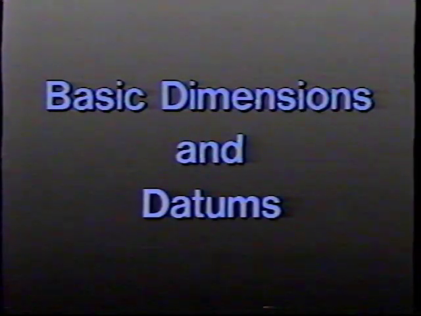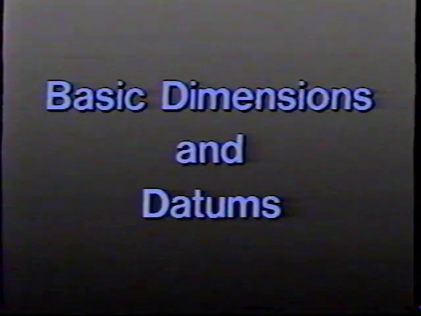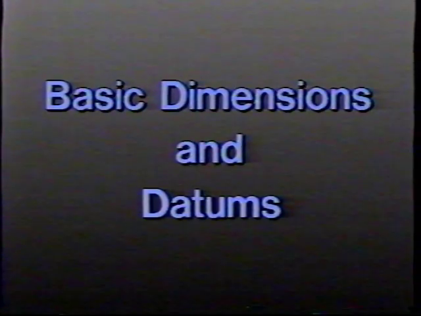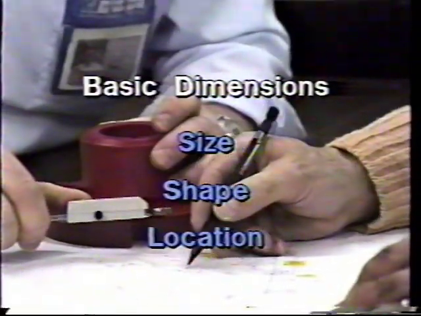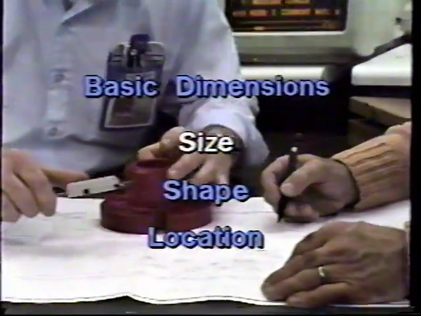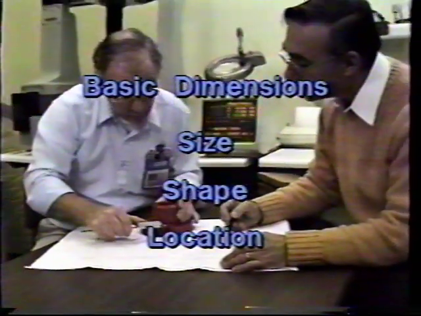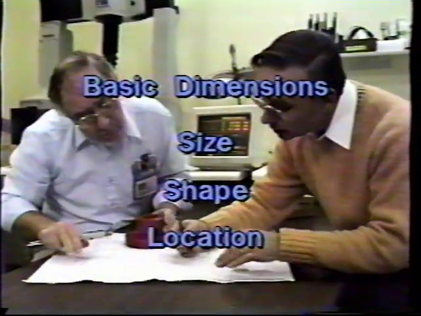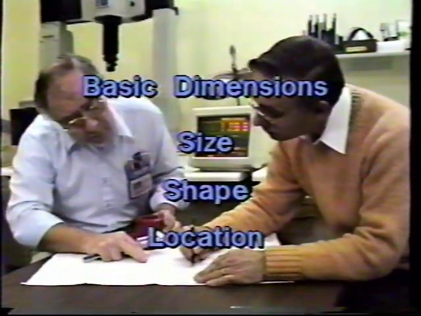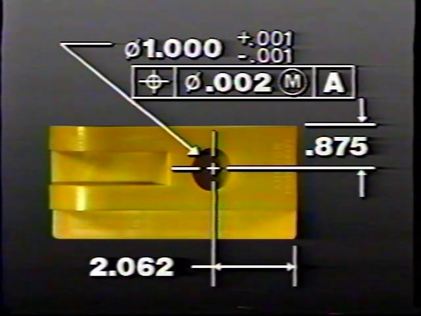Now, let's take a look at two concepts of geometric dimensioning and tolerancing: basic dimensions and datums. A basic dimension is a number which describes the theoretically exact size, shape, or location of a feature. It's the basis from which permissible variations are established by tolerances on other dimensions, in notes, or in feature control frames. A basic dimension is identified by the box around it.